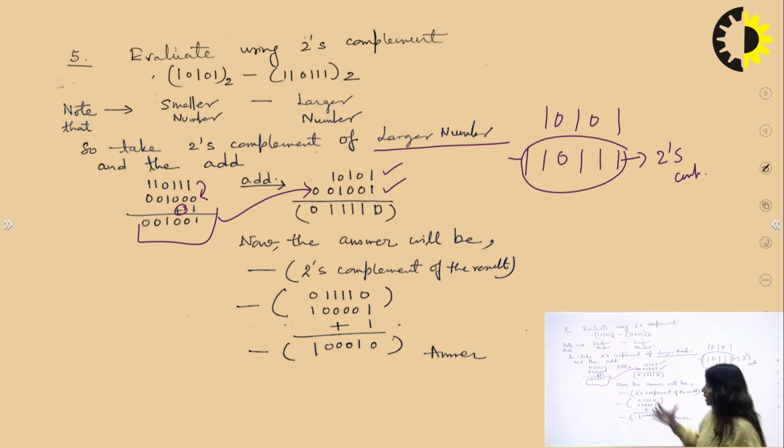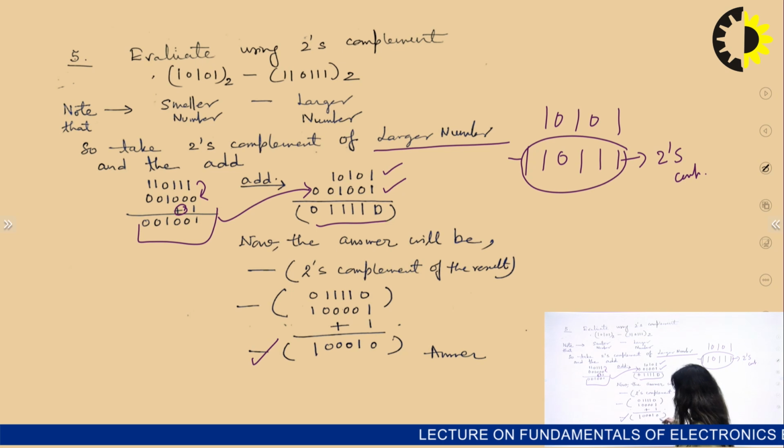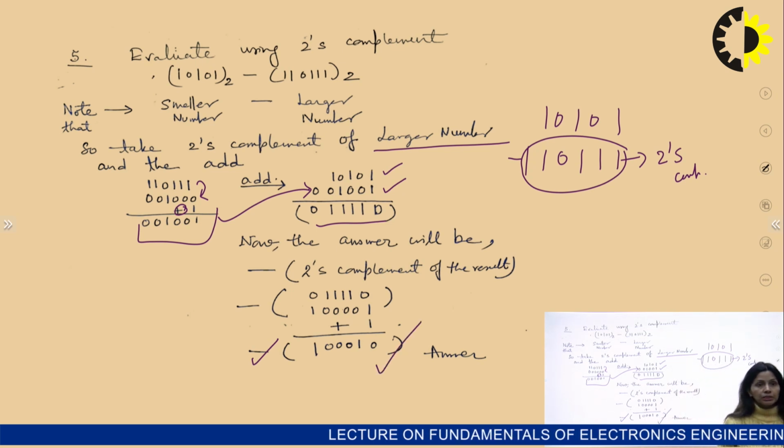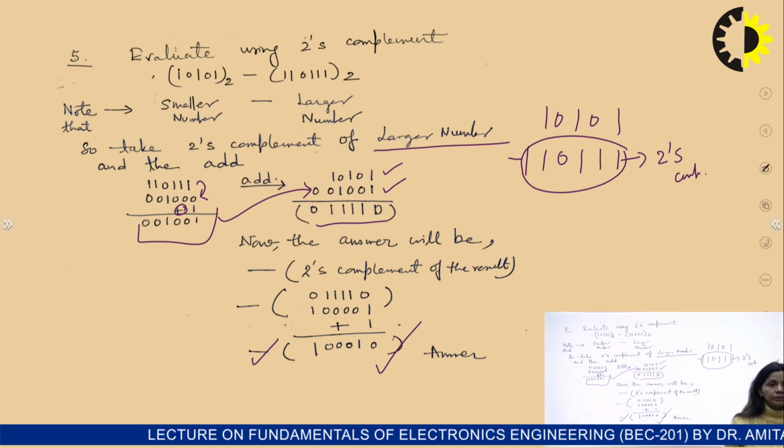Now whatever the answer is, put it in a bracket, take the 2's complement of the answer and put a minus sign here, because we know that we are subtracting a larger number from a smaller number, so we are going to get a negative sign also. So we take the 2's complement of the result and put a minus sign here. This is the answer. We will take the 2's complement of this number and this would be the final answer to the question. Okay. So in this way you have to show all the steps, right?